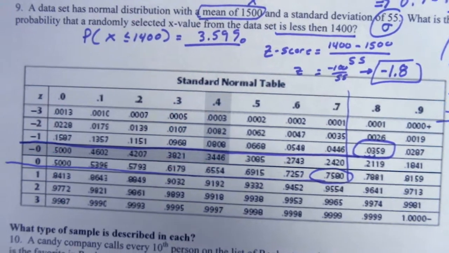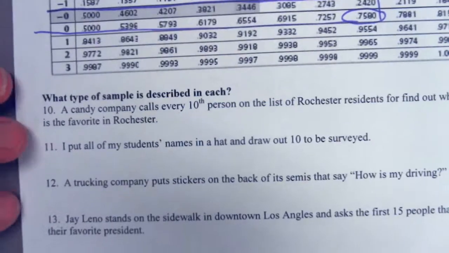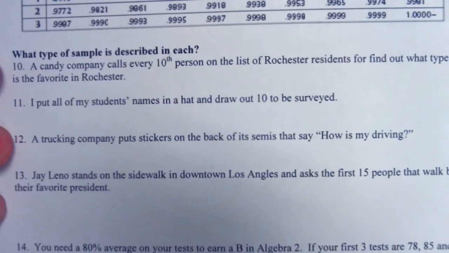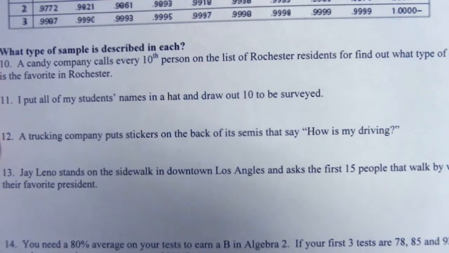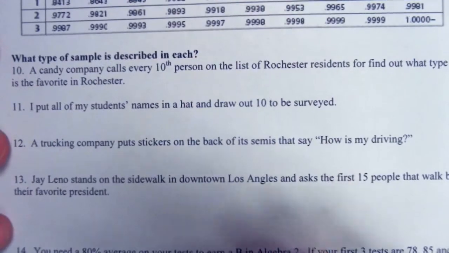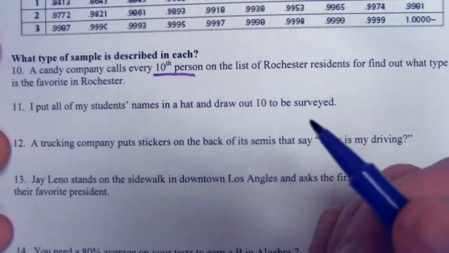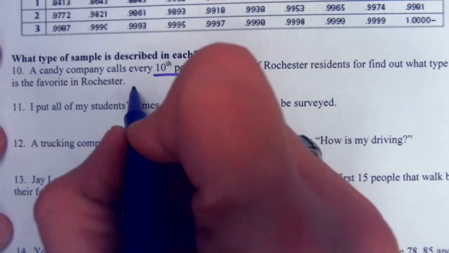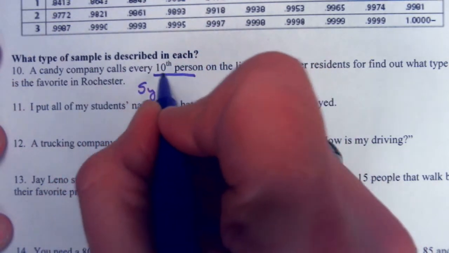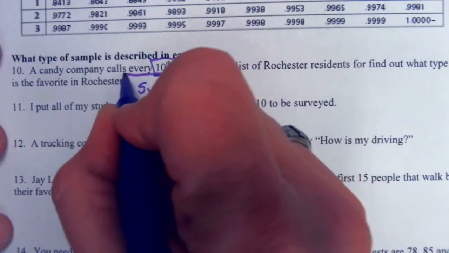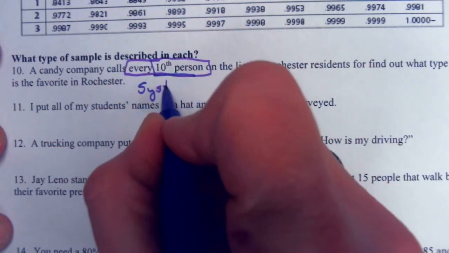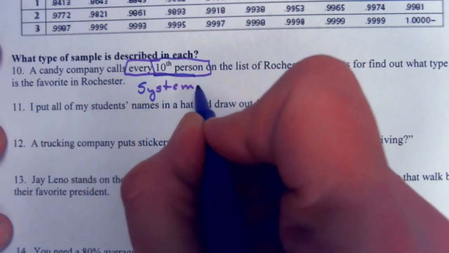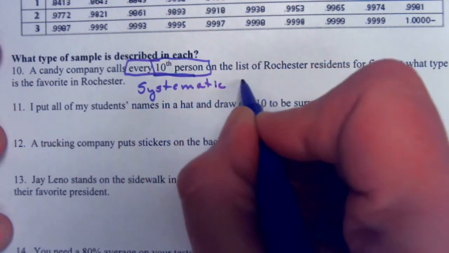All right, now for 10 through 13, we have to identify what type of sampling there is. A candy company calls every 10th person on the list of Rochester residents to find out what type of candy is their favorite. Because there's a system, whenever it's every 10th or every 5th, it's considered a systematic sample.